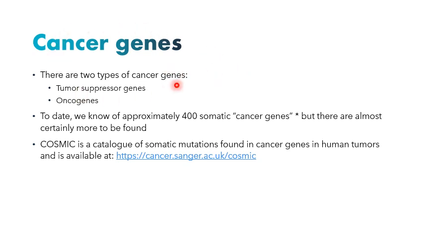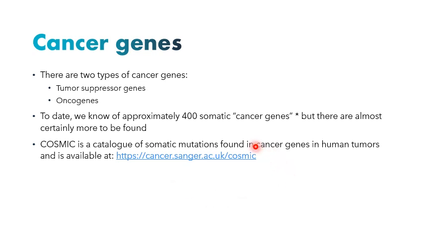There are mainly two types of cancer genes. It could be tumor suppressor genes, and it could be oncogenes. We know that we might have 400 somatic cancer genes. The somatic cancer genes are those involved in cancers that happen in the somatic cells, which are available in the whole body except for the egg and the sperm.